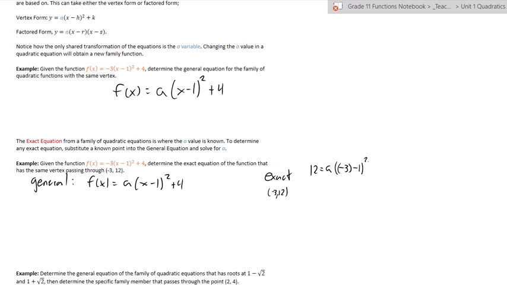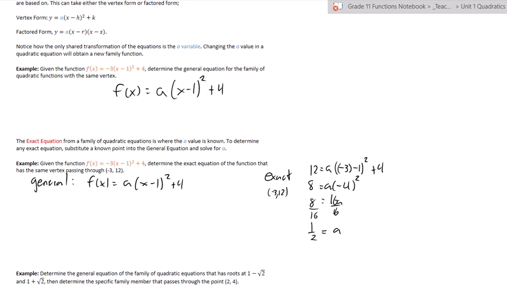Minus 1 squared plus 4, and then we're just going to solve for a. So we're going to subtract from both sides. We get 8 equals a, and then we have negative 3 minus 1, that's negative 4 squared, and then we have 8 equals negative 4 squared, 16, 16a. Remember, we want the quotient first, and then divide both sides by 16. 8 over 16 can be simplified down to 1/2, or 0.5. So a, in this case, is 1/2.